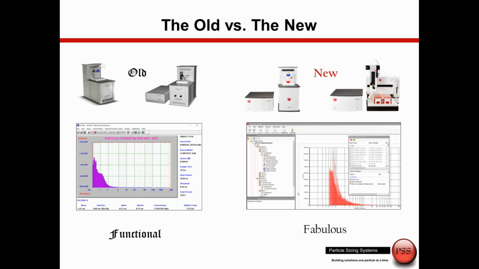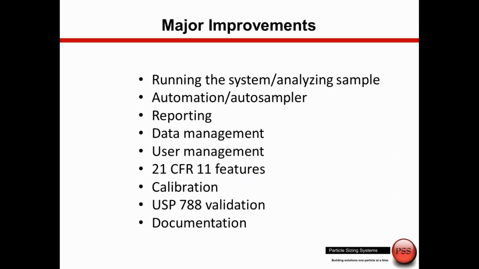So that's the topic we're going to talk about today, mostly the software, but also some innovations and changes in the hardware that the new software allows us to perform. There are a lot of improvements that have been built into the new software, including running the instrument, a lot of automation, being able to run the Autosampler, how we report the data and data management in general, and user management in terms of security and giving users different levels of what operations they can or cannot perform.